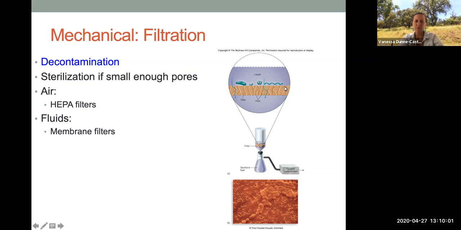Now it is possible to develop membranes with pore sizes that are small enough to prevent the passage of viruses, so down to nanometers, or smaller than, I guess most of them are larger than 1 nanometer. So about 1 nanometer in size would be the pore size that you would need to effectively sterilize something. But it's very expensive, very costly to develop those membranes. So therefore, most of the time what we're talking about is decontamination, where some viruses still get through, but it is possible to get that high level of filtration.